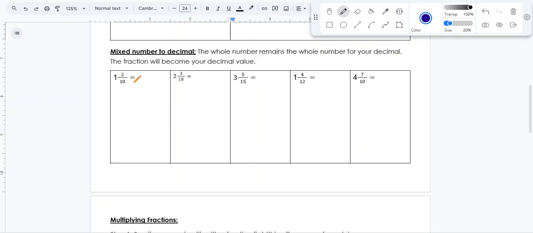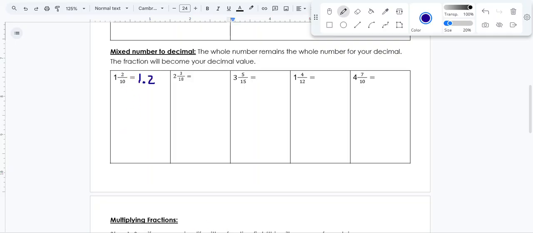These are mixed numbers. When you have a mixed number, that means you have a whole number and a fraction that's attached to it. So this is 1 and 2/10. The way you could write that is as a decimal, exactly how it sounds: 1.2, because it's 1 and 2/10. It's in the tenths place, it's over 10, right?